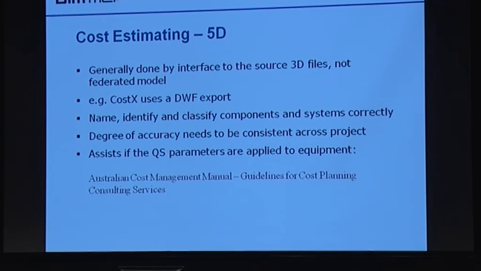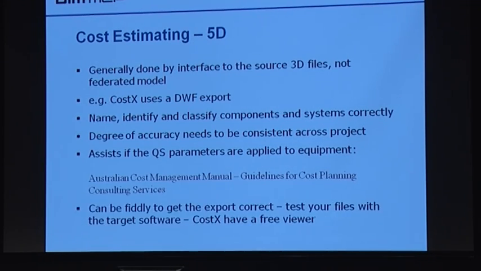There is an Australian Cost Management Manual, which has guidelines for cost planning. It has a set of codes. So in our case, we're putting those codes against all the library objects. It just makes life easier for the QS. And it can get fiddly doing the exports. And that's really Costex experience and feedback. So test your files on the target software before you go too far down the track and just see if you have things named correctly, like the parameters are coming out and so on. In the case of Costex, they've got a free viewer, download it, try it out on your files and see how you go.